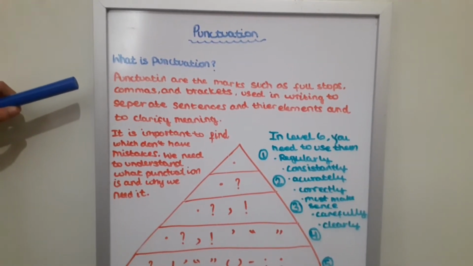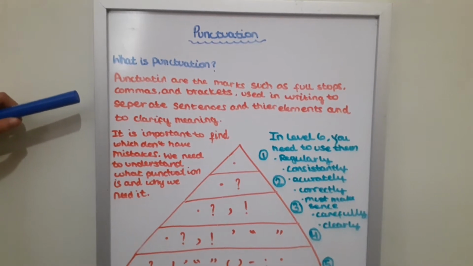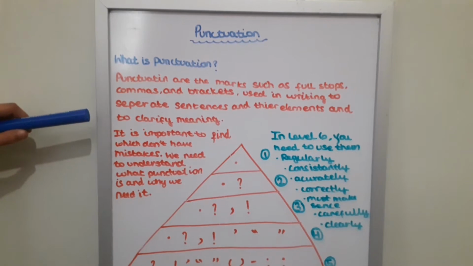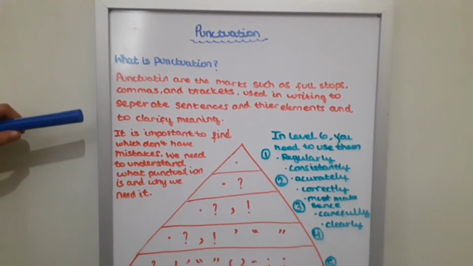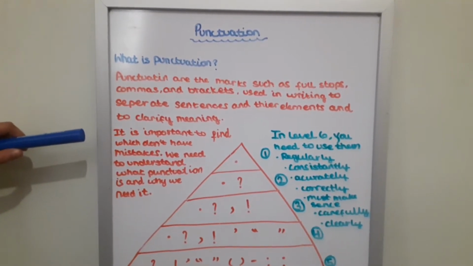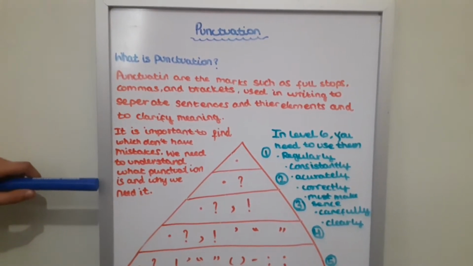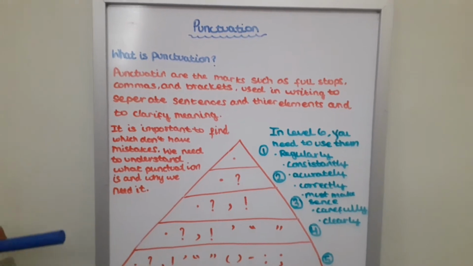Punctuation are the marks such as full stops, commas, and brackets used in writing to separate sentences and their elements and to clarify meaning. It is important to find which don't have mistakes. We need to understand what punctuation is and why we need it.